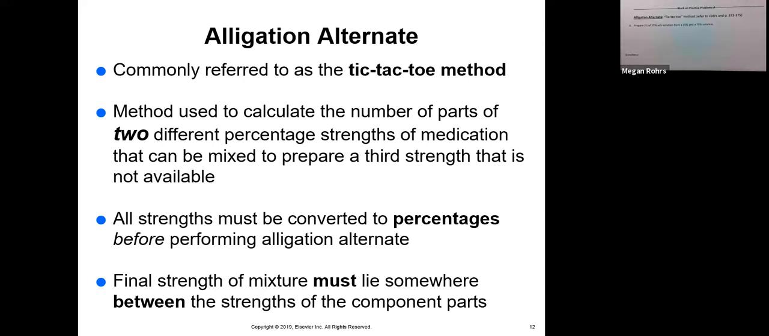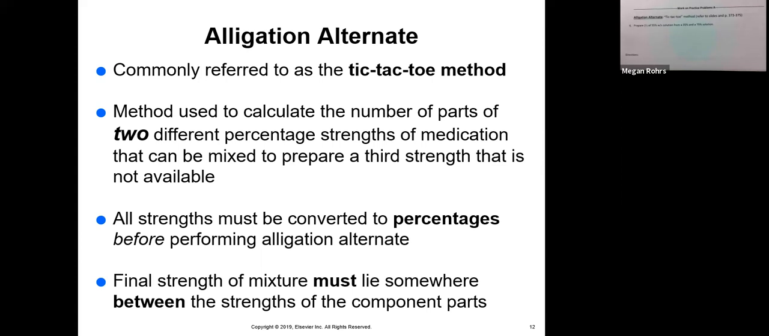Alligation alternate is commonly referred to as the tic-tac-toe method, and you'll see why in just a second. We're going to be calculating how much of two different ingredients we would need to combine to make a final strength. So with alligation alternate, we're combining two different solutions, one of each with different strengths, and we're going to combine those together to find a strength somewhere in between the two. So we need to still be following our rules.